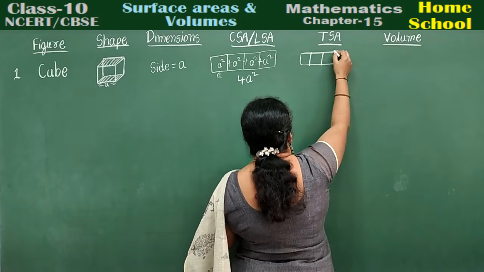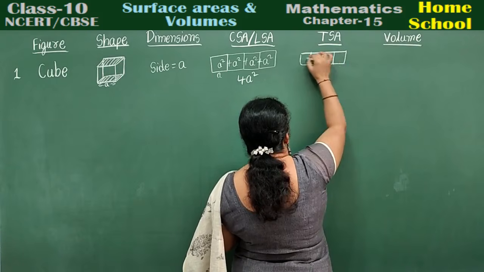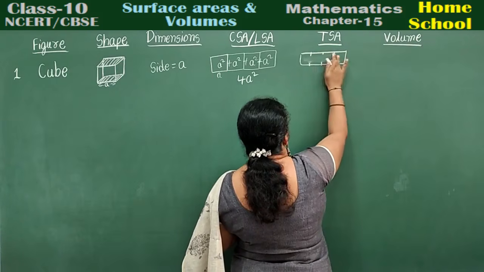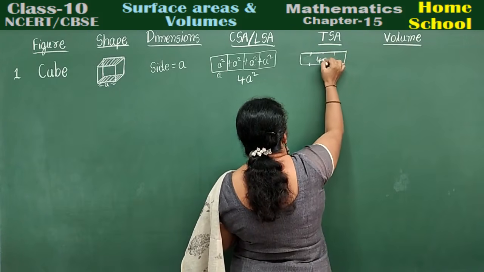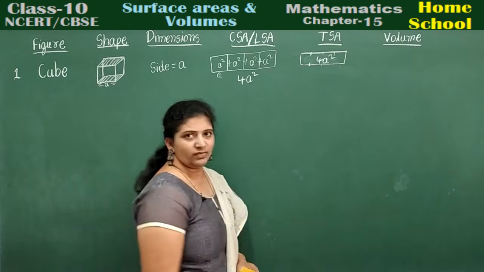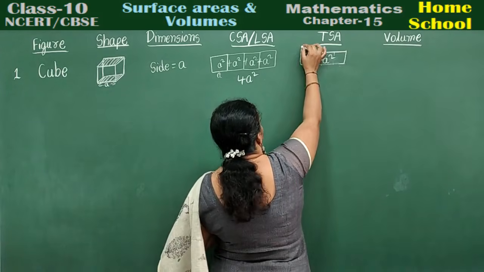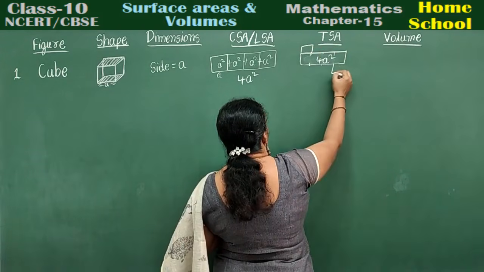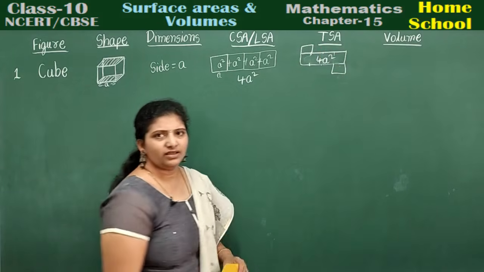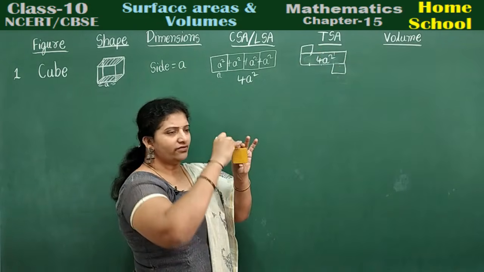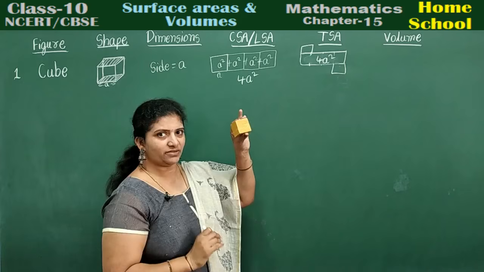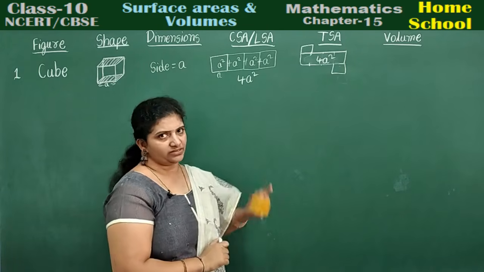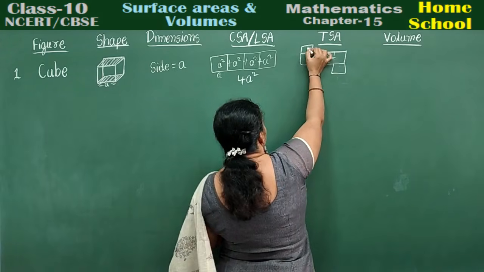1, 2, 3. This is the lateral surface area. We already found it as 4a square. And the cube has a top square and a bottom square. Yes, if we open the box, we get a top piece and also a bottom square.